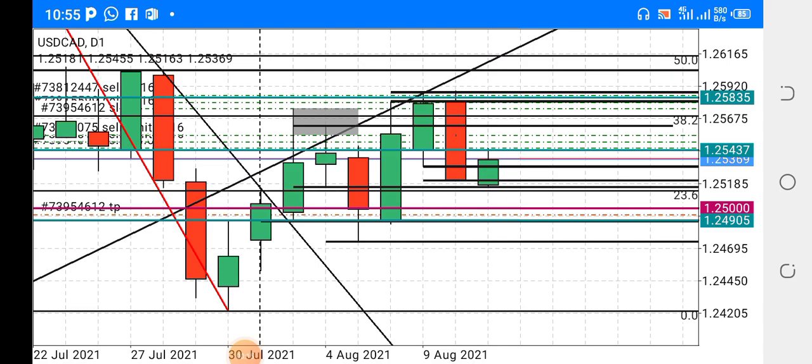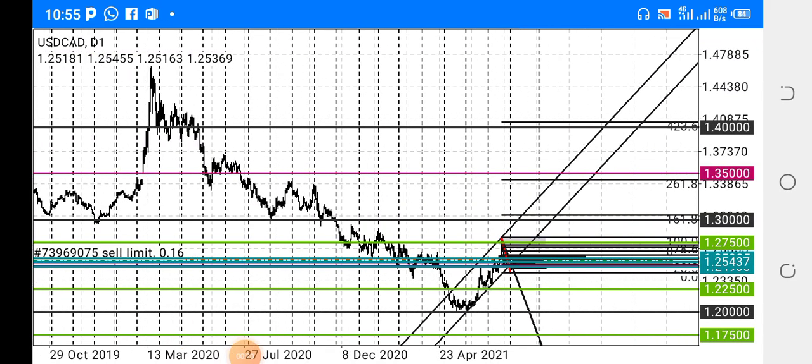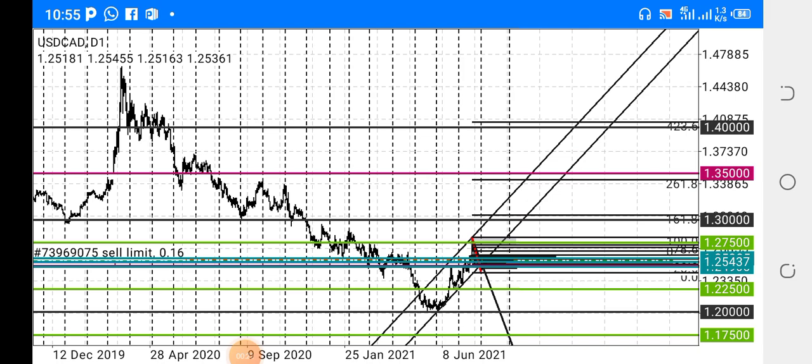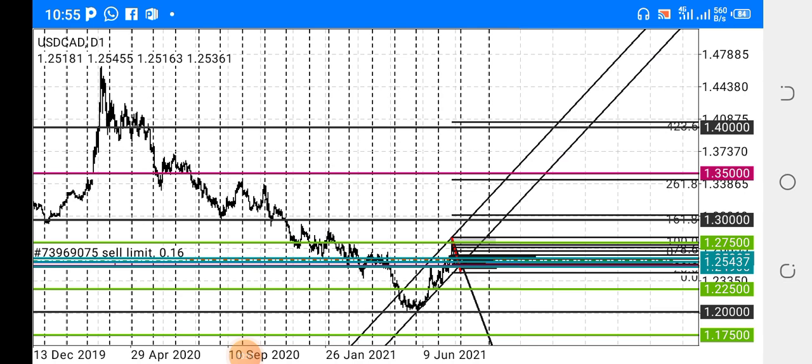This is a USD CAD chart, and I'm trying to show my thought process and how I entered this trade, which I'm currently in.